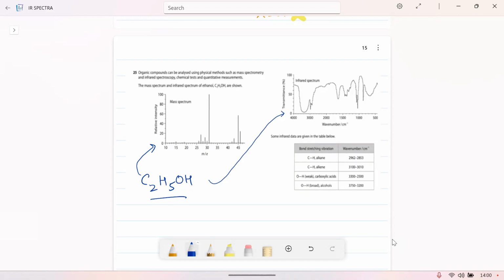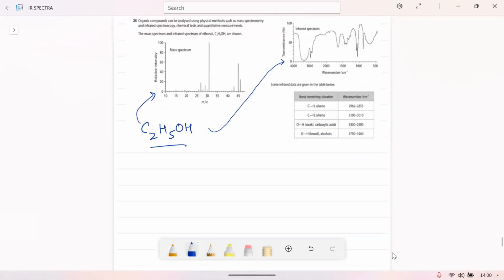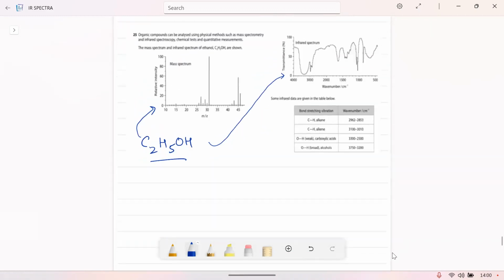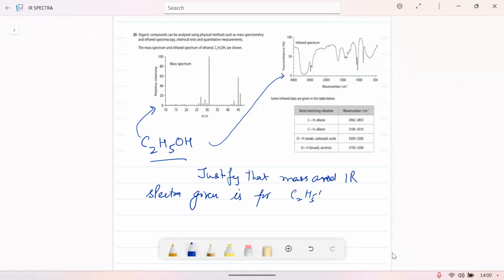So there were many questions related to it, but I'm just talking about this one: justify that the mass and IR spectra given is for C2H5OH. That is what we have to do.